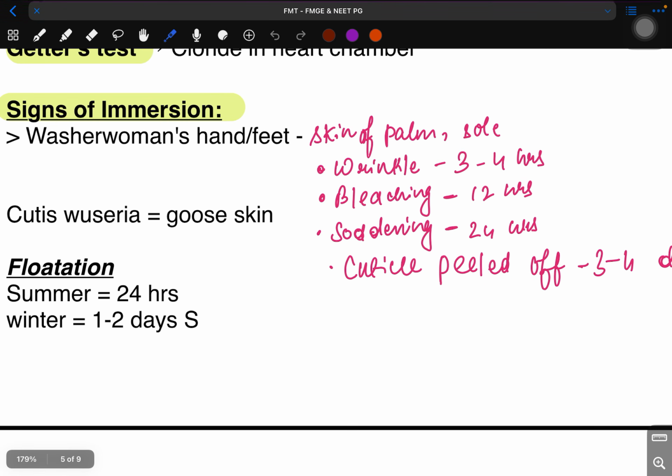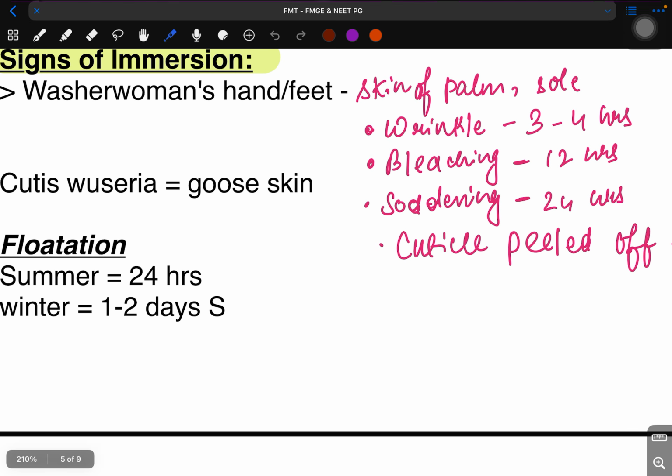We will also find cutis anserina, like goose-like skin of the person, and flotation. Flotation is also important. In summer time, the body will float. After the death of the person by drowning, the body will come up on the surface of the water in 24 hours.